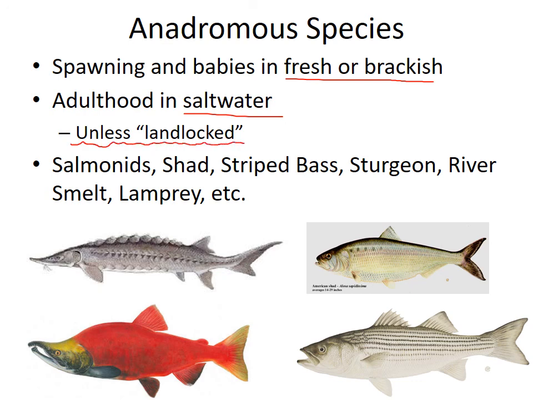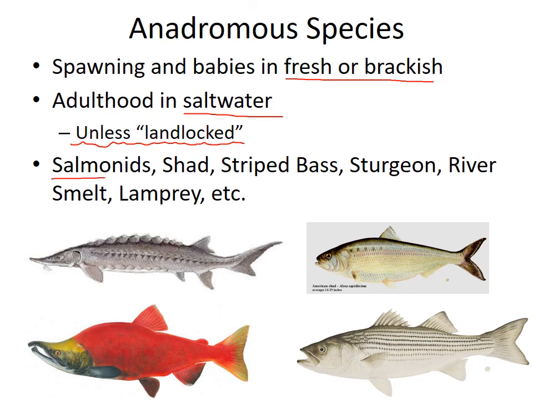Some species can be landlocked, like if they're in a lake and river system that doesn't have access to the ocean because of dams or natural barriers, then maybe instead of going to saltwater as adults, they'll just stay in the lake as adults. And so an example of that would be the species of Pacific salmon that have been introduced to the Great Lakes, and now they just treat the Great Lake as their ocean and don't ever actually go to the salt water in any stage in their life cycle.